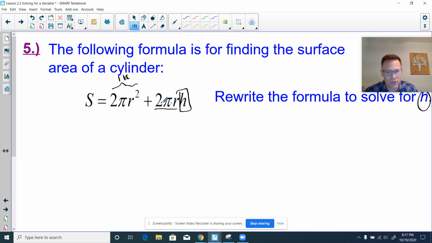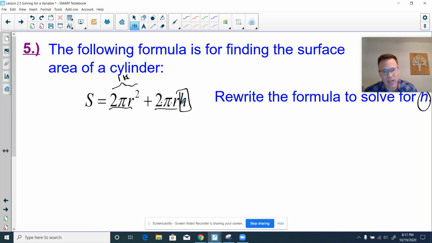And I'm going to show you what I'm going to do. So again, what's happening to h? It's multiplied by this value, which is 2 times pi times r. And if you knew what r was, it would just be a number. Same thing with this. This is just a number that we would get if we knew what r was. If you don't know what it is, we're going to treat it like a quantity still.